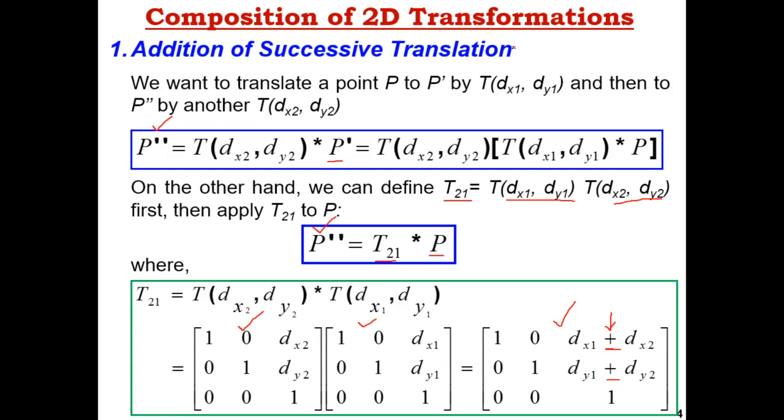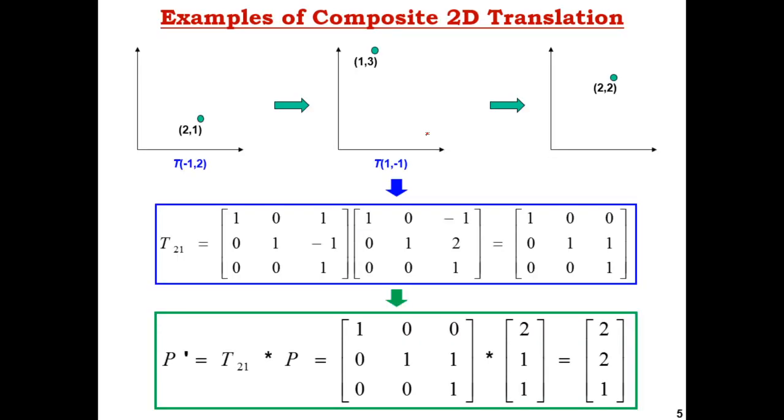So finally we have decided that the first operation is commutative, which means if you perform the translations in any order, it generates the same result. So the first one is clear. Now come to the second point. Before going to the second point, an example is given here. You can see a very simple example of two continuous translations.